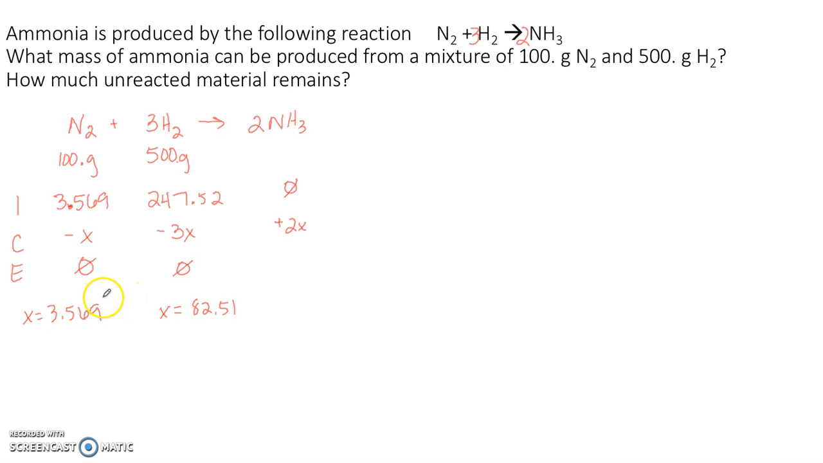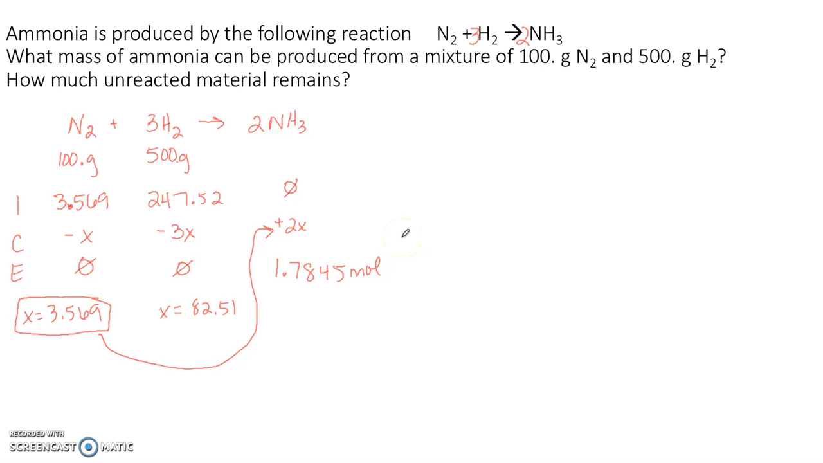Okay, well, which one's smaller? Definitely this one. Okay, so this is going to be our x value. So we're going to plug this back in here, and we multiply it by 2. And when we multiply that by 2, we end up with 1.7845 moles. Okay, so that's how many moles of NH3 we can make.